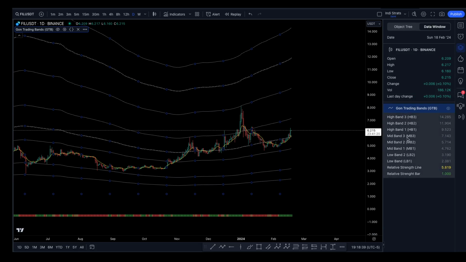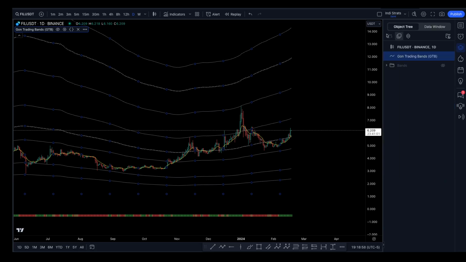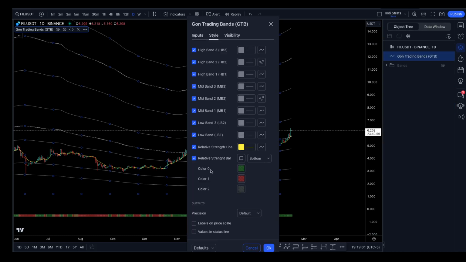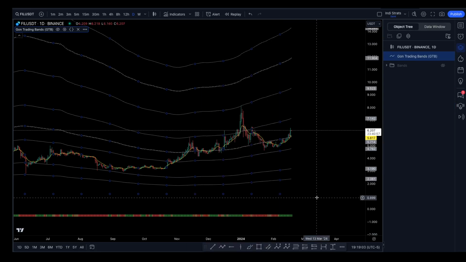So in the data window, you can also get all the values of each individual band, including the relative strength line. The relative strength bar is always going to be 1, so don't worry about that one. But here for targets, this is great. And experiment with it a little bit. I will keep on the price scale labels for now.